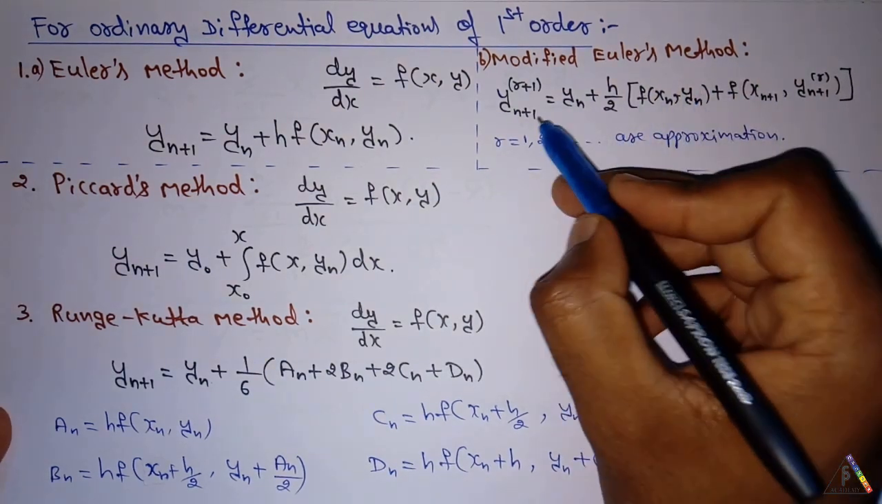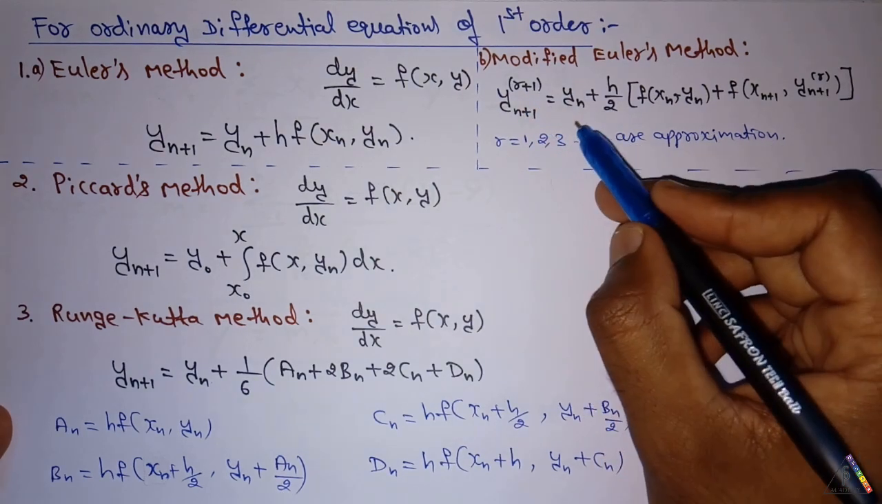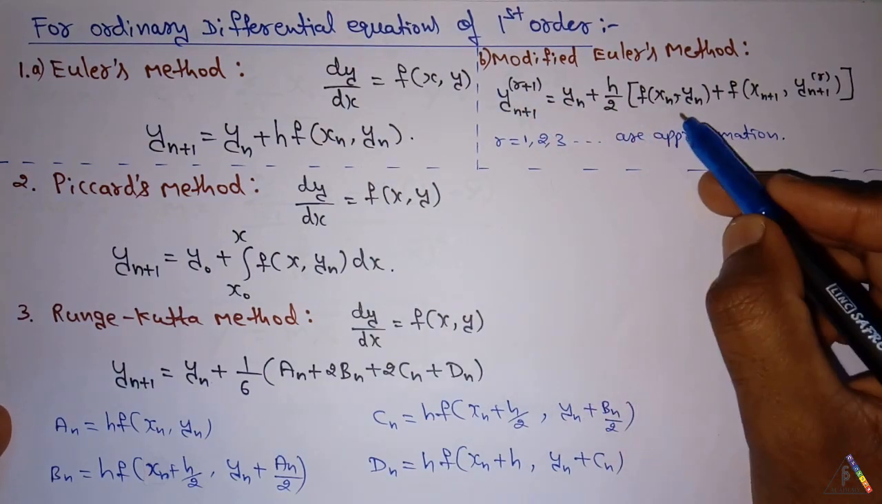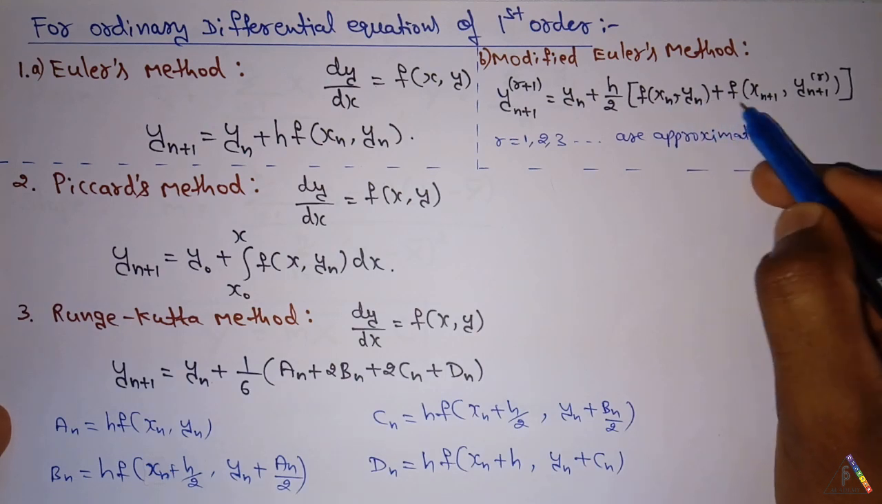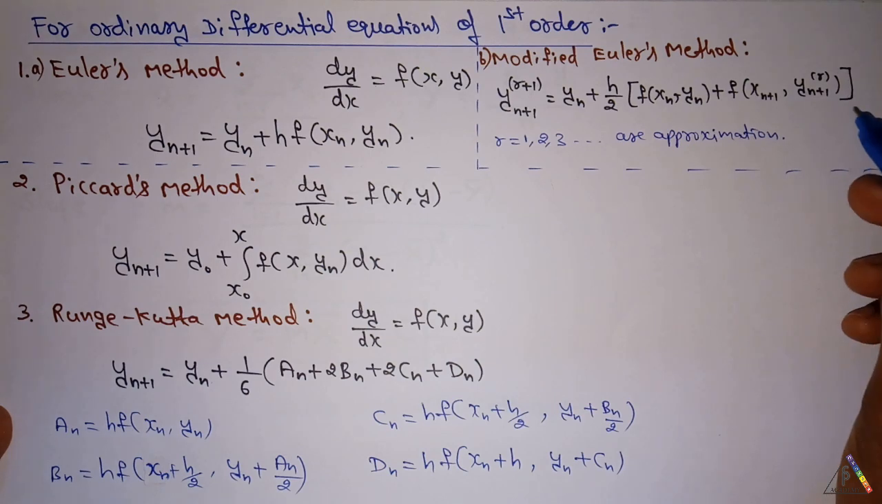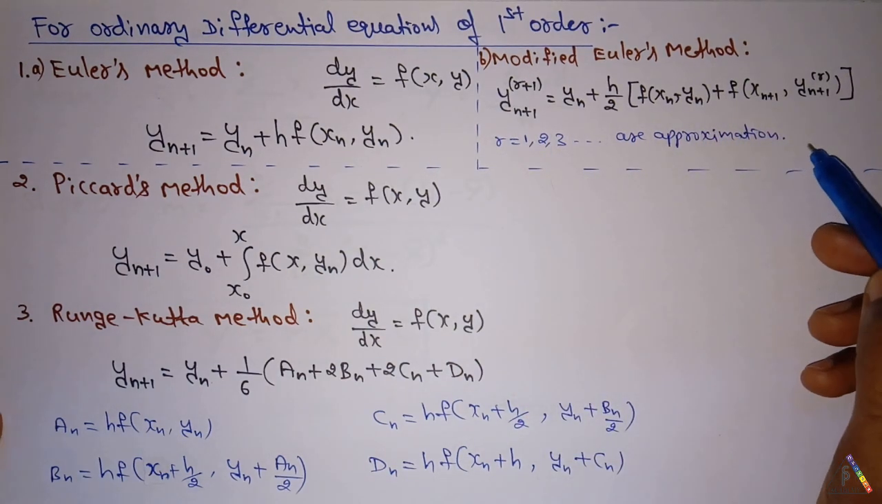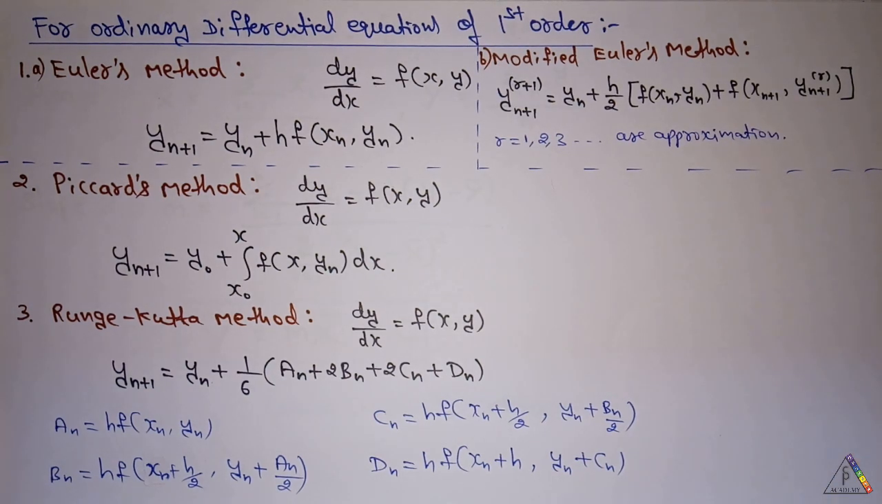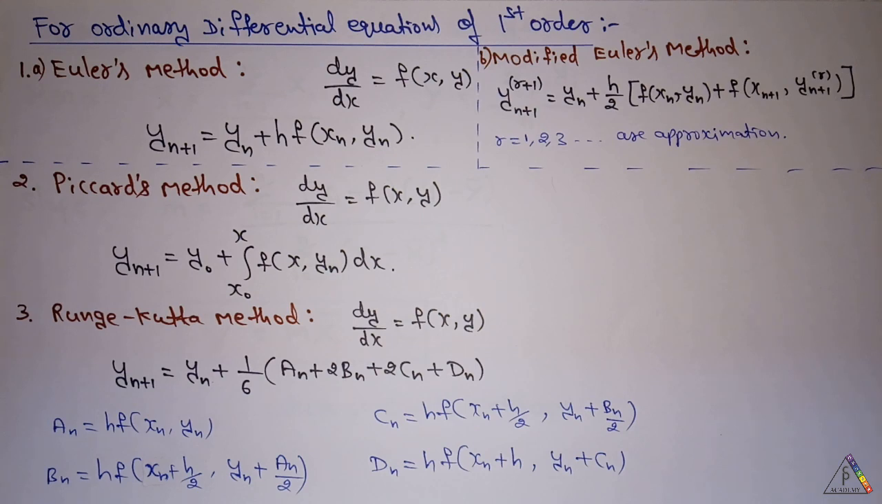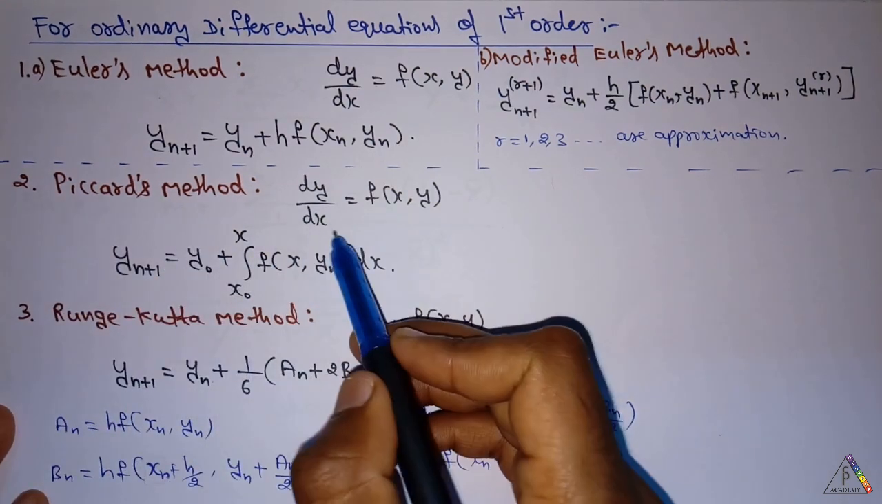The modified form of this is the modified Euler's method, and it is given by y(n+1) to the power (r+1) equals yn plus h by 2 times f of xn, yn plus f of x(n+1), y(n+1) to the power r, where r represents the approximations for the given values. And the next method is Picard's method.